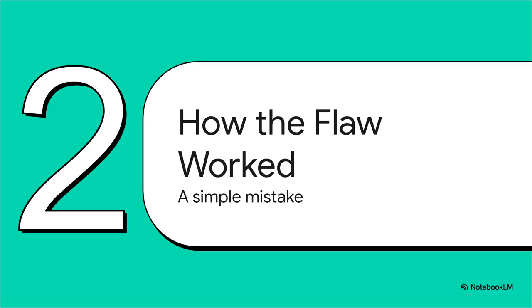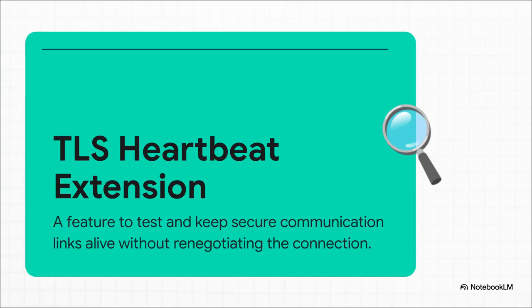So how on earth did a single bug cause so much chaos? Well, it all comes down to a really simple feature: one missing line of code and an absolutely catastrophic oversight. So the flaw was in this feature called the TLS heartbeat extension. Its job is actually pretty simple. It lets one computer check if the other one is still connected without having to go through the whole song and dance of setting up a new secure connection. It's basically the digital equivalent of leaning over and saying, "Hey, you still there?"